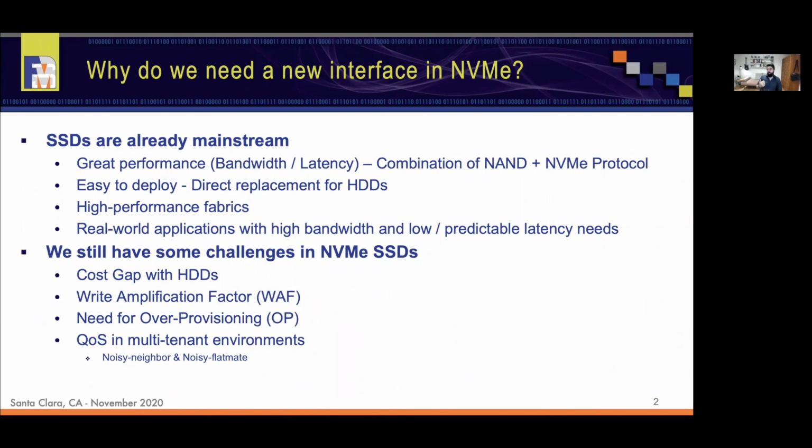The first one is reducing the cost gap with nearline hard drives. The second one is reducing the write amplification factor and the over-provisioning, which are so tightly coupled with the way we design block-based flash translation layers today. And the third one is how we provide an explicit mechanism to offer quality of service in multi-tenant environments.